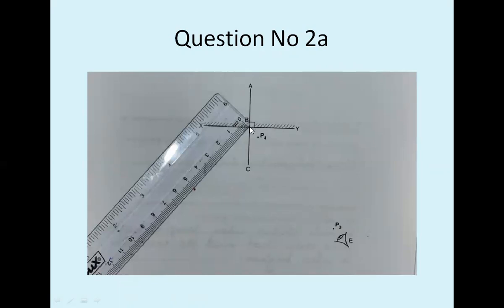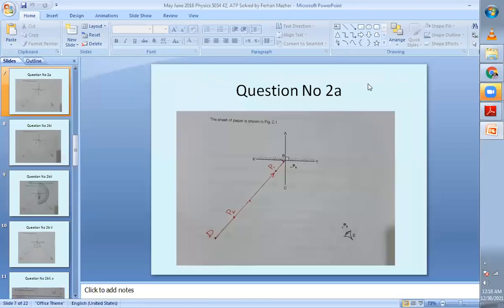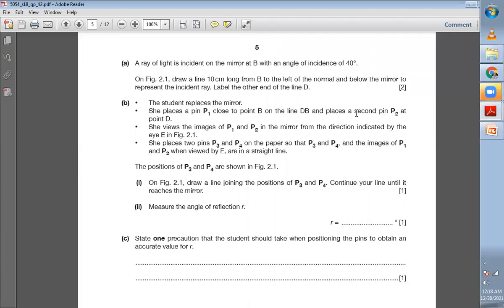This dot, I will join it with this point B, and the line should be 10 centimeter long. The line should be how much long? It should be up till this point, 10 centimeter long. And you can see here I have drawn a line DB, which is 10 centimeter long, and it is making a 40-degree angle with the normal. So the angle of incidence here is 40 degree. Okay, so this is the part they have asked us to do. Now let's see what's the next thing they are asking.